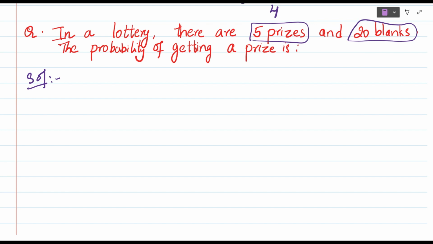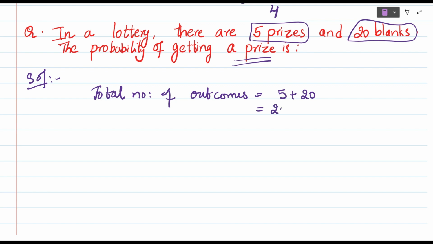In a lottery, there are 5 prizes and 20 blanks. So the probability of getting a prize, they are asking. Total how many are there? So the total number of outcomes is 5 prizes and 20 blanks. The total we got as 25. Now the number of outcomes for getting a prize. A prize means only a single prize, but we are having 5 prizes here. So we are having 5 chances.